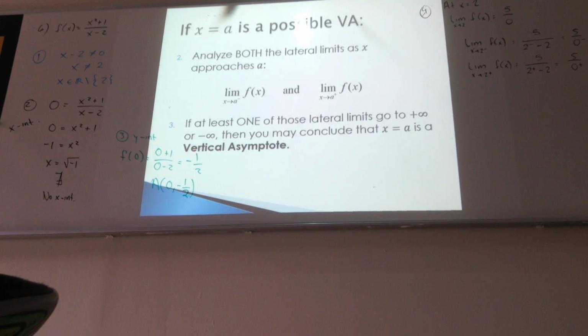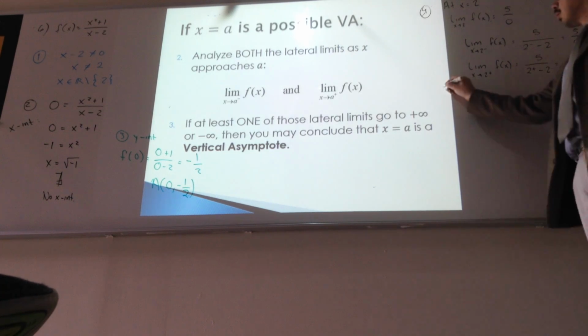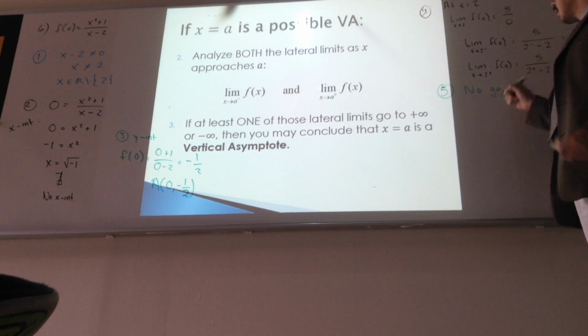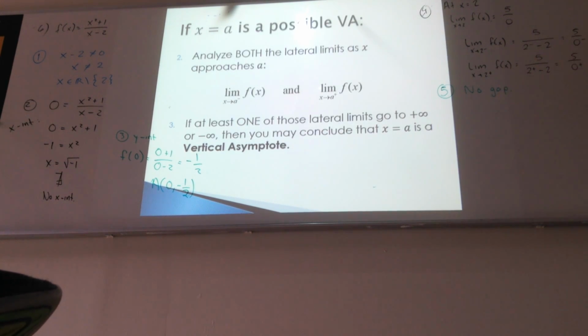Wait. Vertical asymptote 2, x equal to 2. The next step will be, do I have a gap? No. You only have a gap when you have 0 over 0. I only have one restriction, so the restriction should be either a gap or an asymptote. What's an asymptote? That's it, no gap. Okay? Questions?